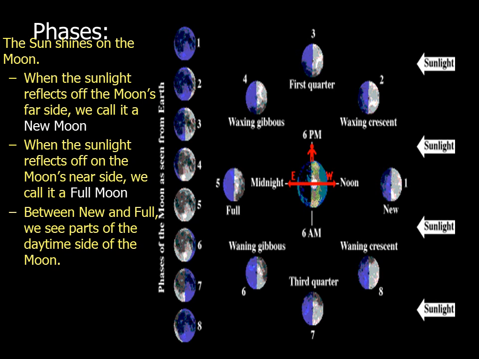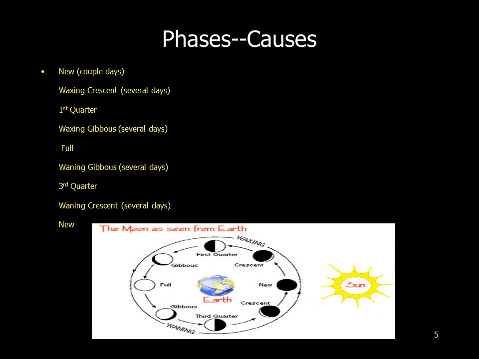First of all, when sunlight reflects off the moon's far side, we call it a new moon. But when sunlight reflects off the moon's near side, we call it a full moon. So here number 1 is the new moon and the next one, number 5, is a full moon. So we will discuss this in detail. Okay, look at this picture.